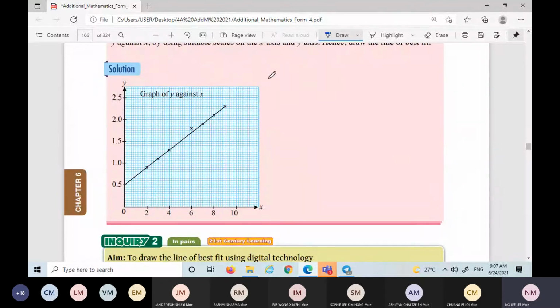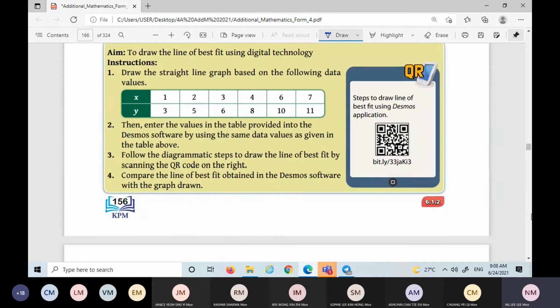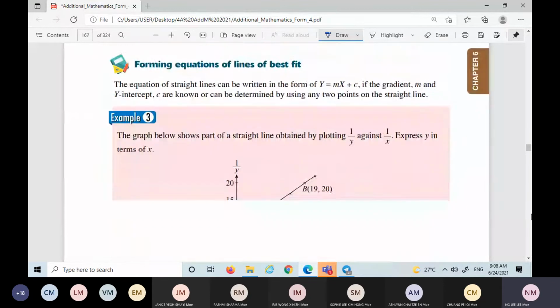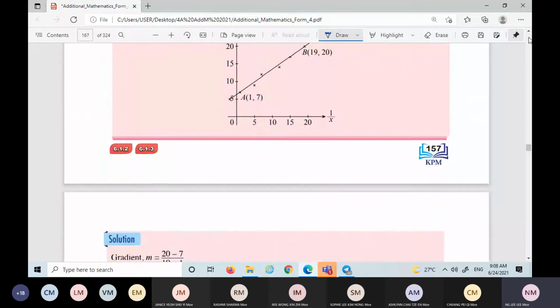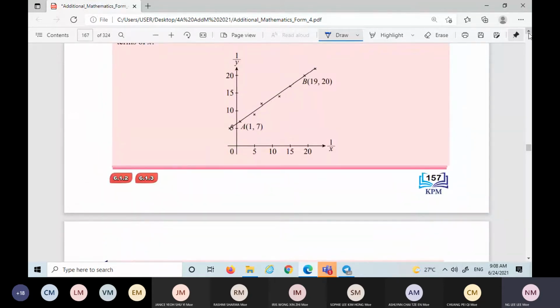Okay, you look at this. You see one point is not on the line, but the other points all fall on the line. This one we call line of best fit. Okay, see another example. Look at this. 1, 2, 3. 3 points are not on the line.